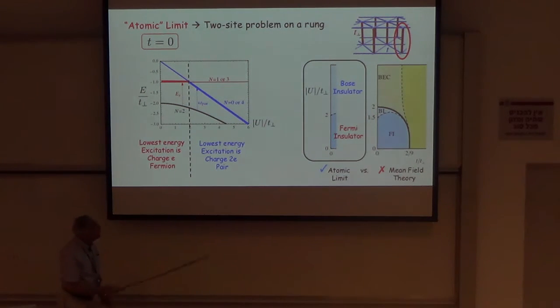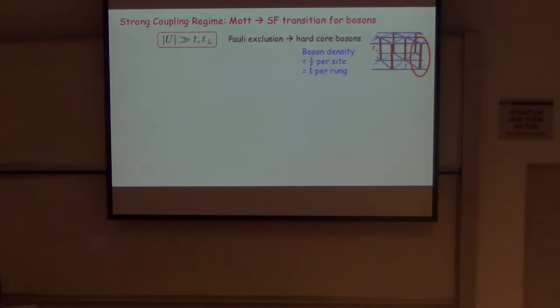Okay. Next, what I'll do is look at the very top of that phase diagram and see what's going on. Now if I go to the very strong coupling limit, then of course at very large U, I get hardcore bosons. That's just because of the underlying Pauli exclusion. Now it seems like the boson density is going to be 1/2 per site because I have 1 fermion per site. So you might naively think that if you have a non-integer density of bosons, we're not going to get a Mott phase in this, right? Because naively, you would think you'd need an integer.